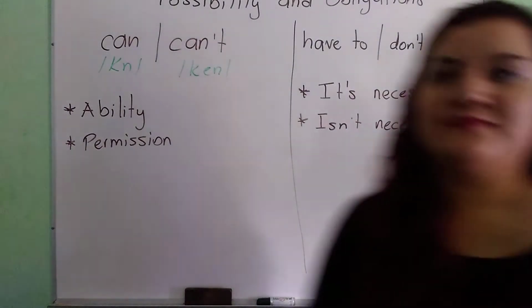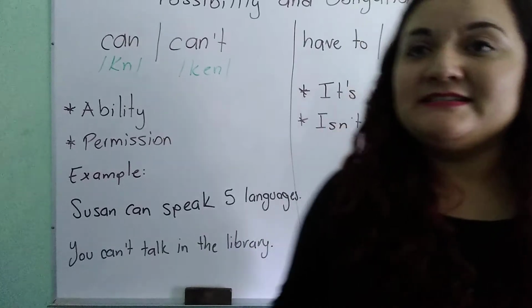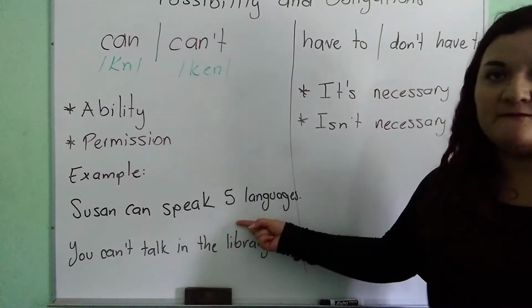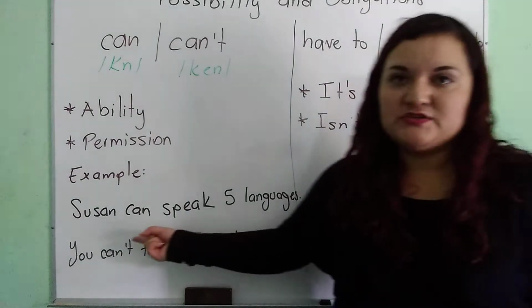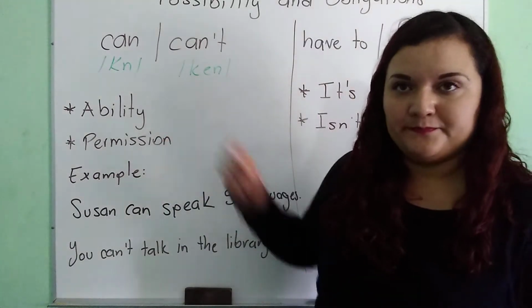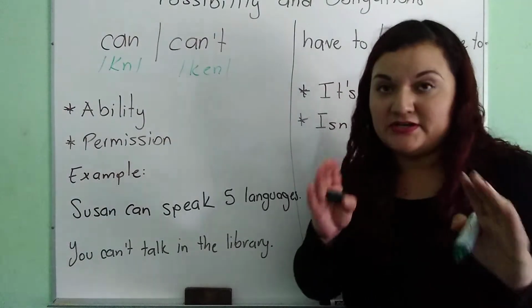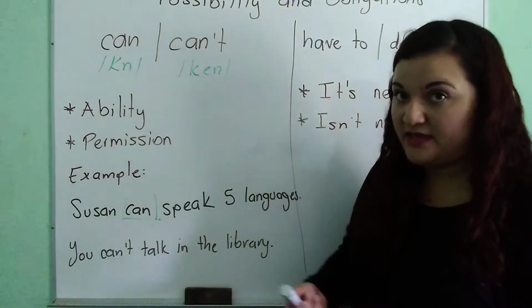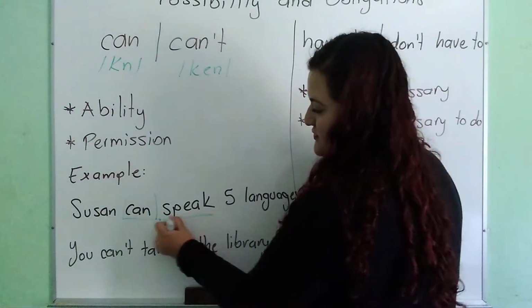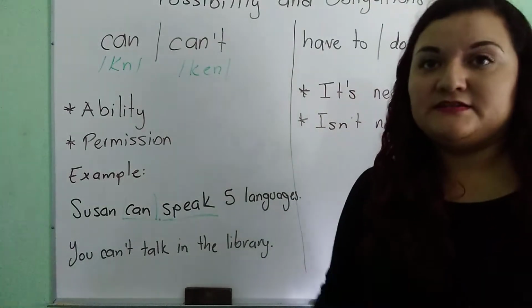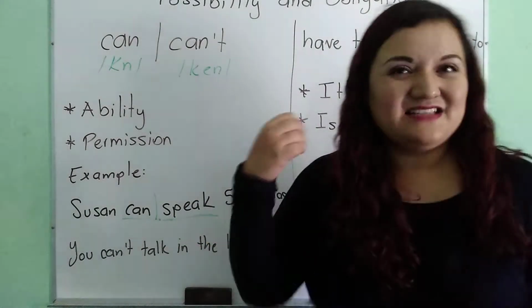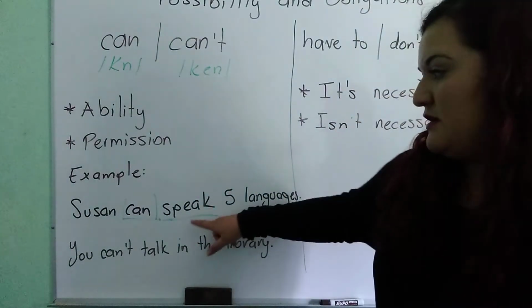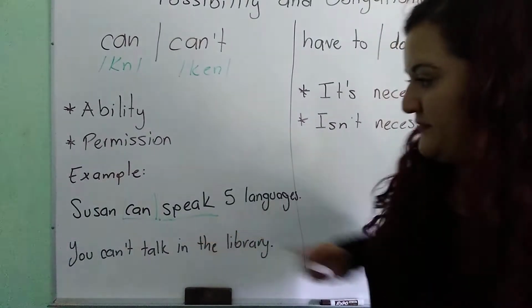Okay? For example, we have this sentence: Susan can speak 5 languages. We talk about an ability. And this part is important. If you're going to use a modal verb, in this situation can, the verb that you must use will be in an infinitive form. In this situation, speak. It's not speaking, it's not spoken or spoke. No, it's only the infinitive.